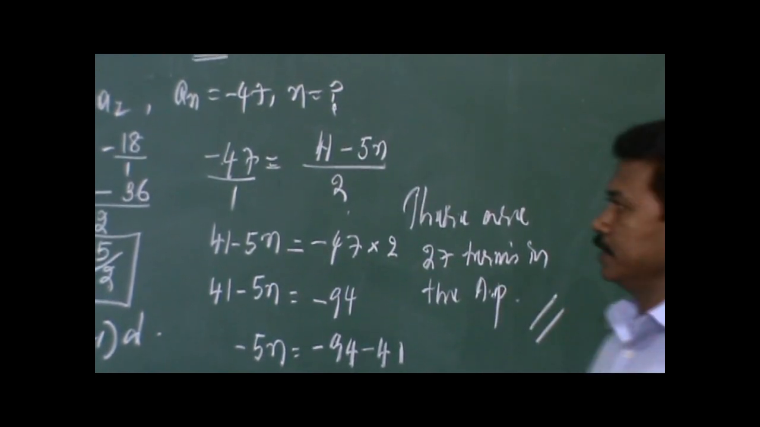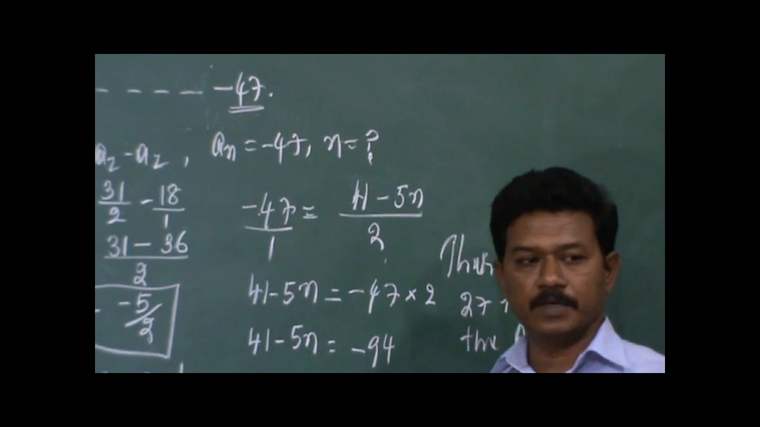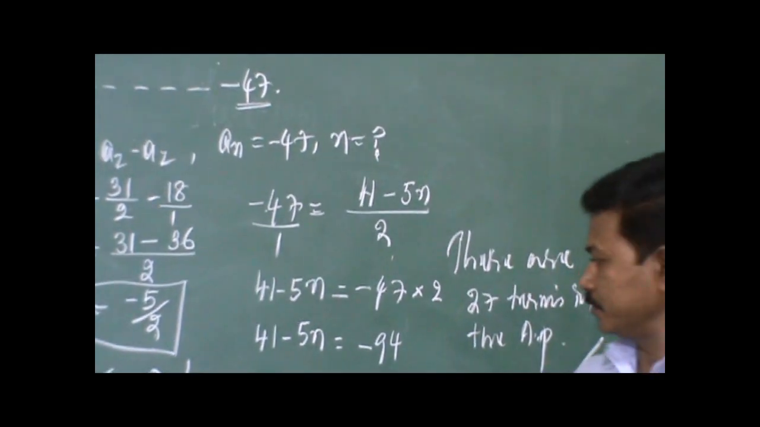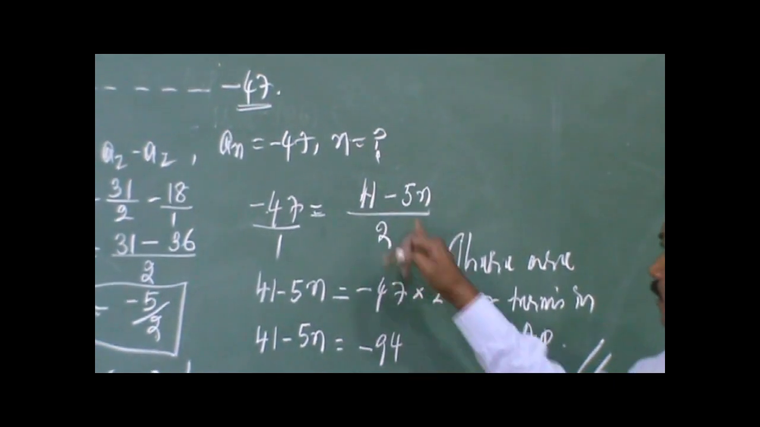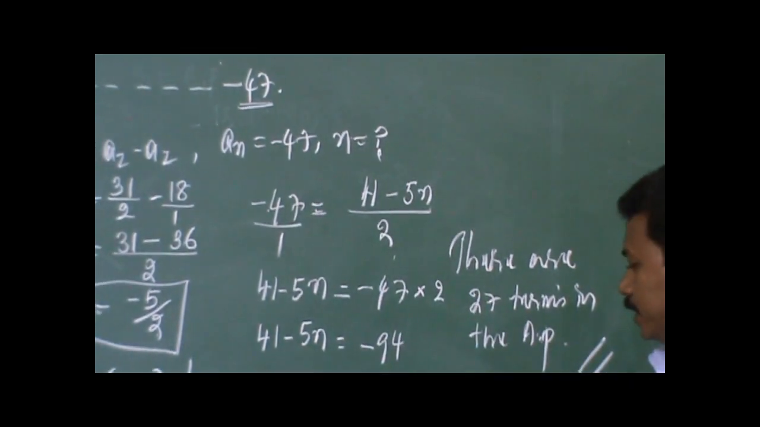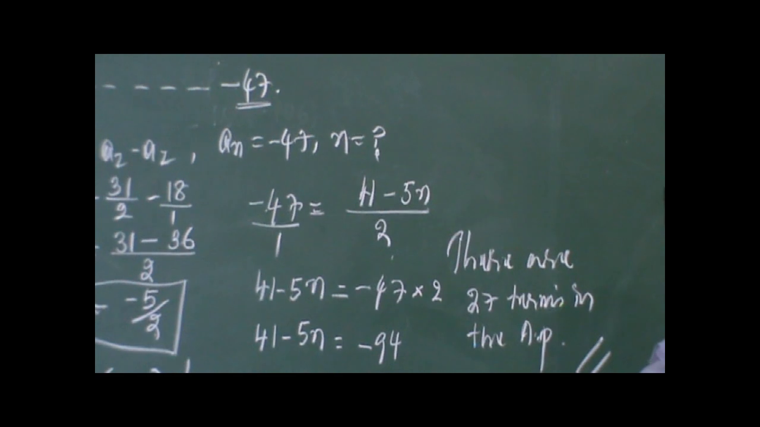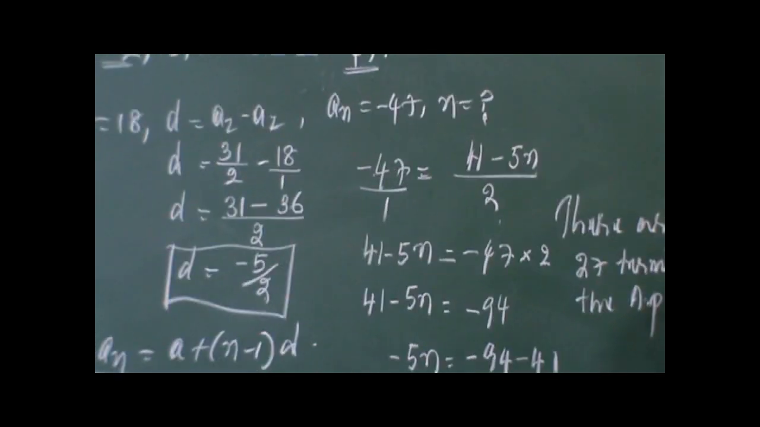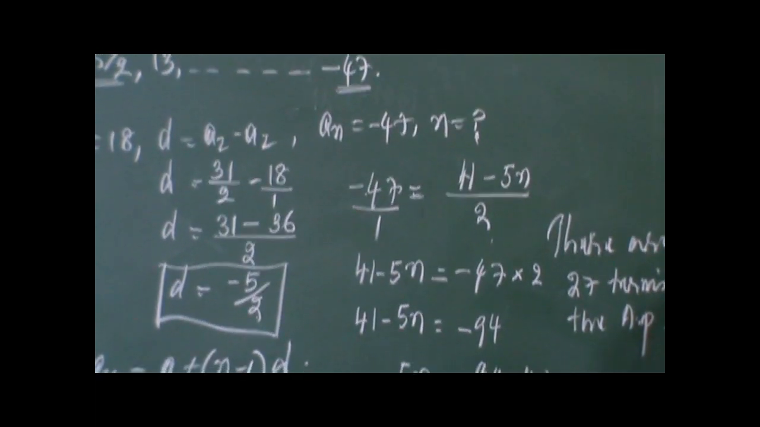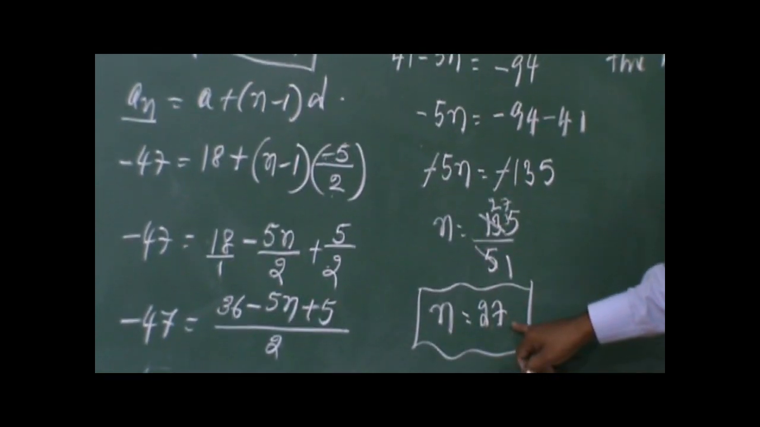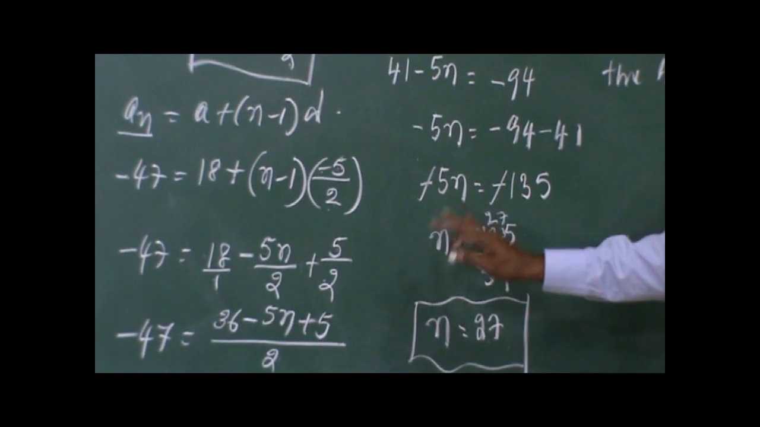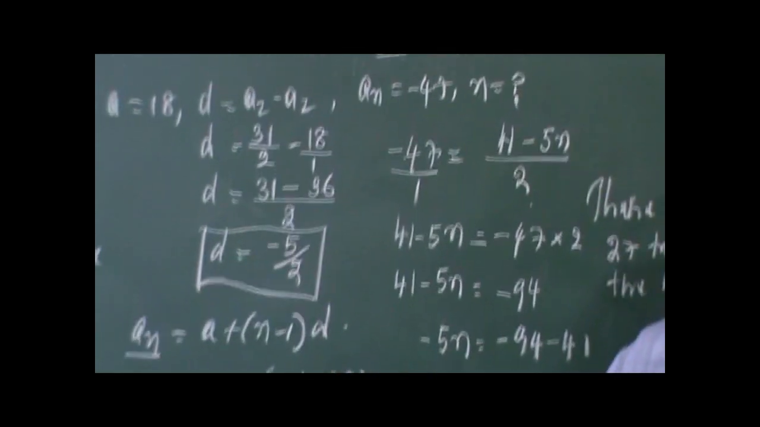So this is a 2-mark question. You have to be very careful at these points: when multiplying this, when taking the LCM, and then while taking cross multiplications, while dividing and coming to the answer. You have to be aware that n is always positive. If you get a negative value in the place of n, it's understood that somewhere you have made a mistake.